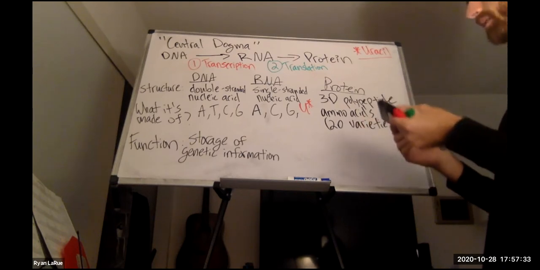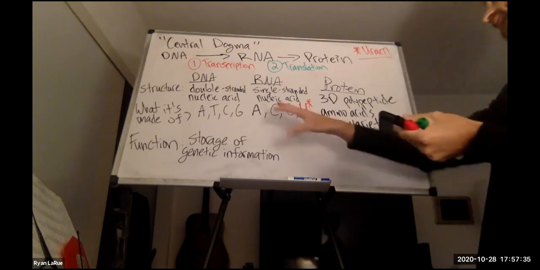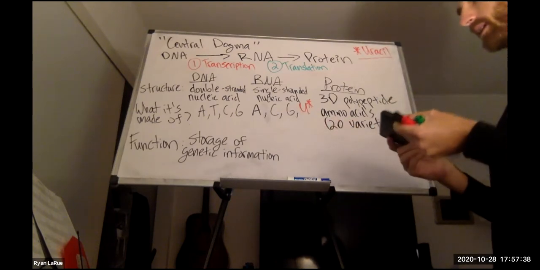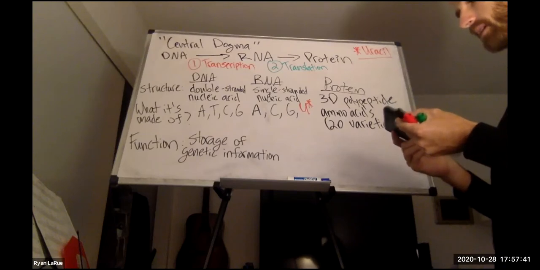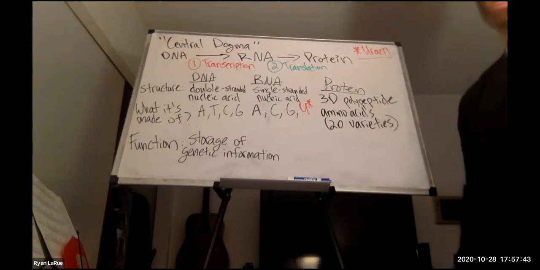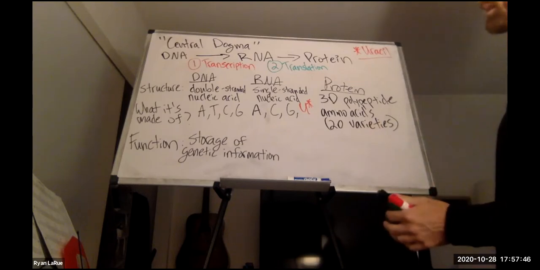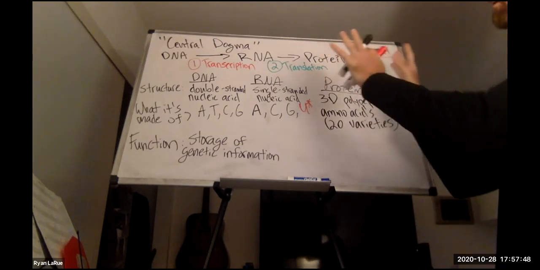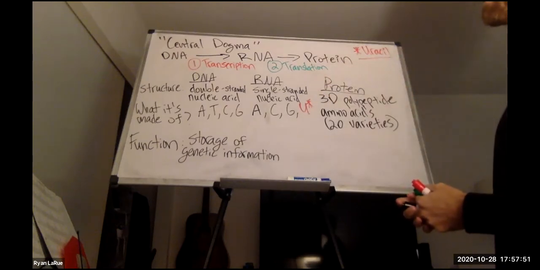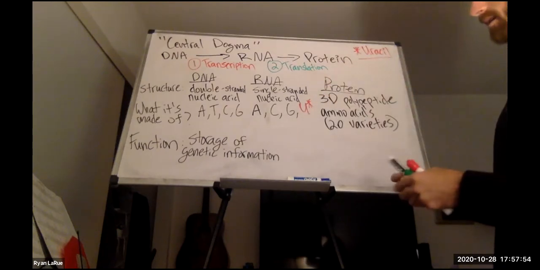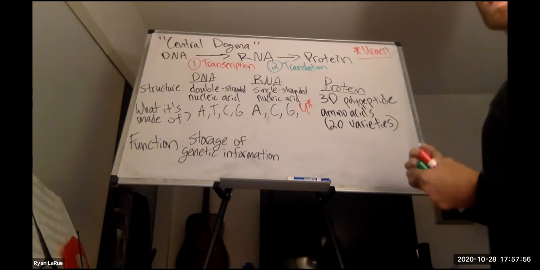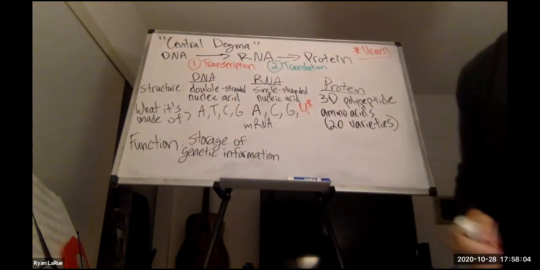Okay, RNA, we've got a bit to write. I'm going to squeeze it in here and I'll read it out to you. There are two types of RNA that we're going to talk about in this class that play an important role in this central dogma. The first one is mRNA. mRNA stands for messenger RNA.